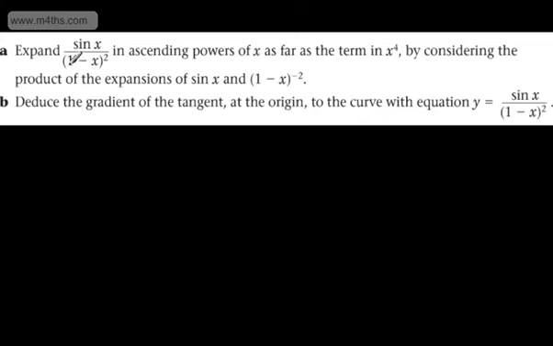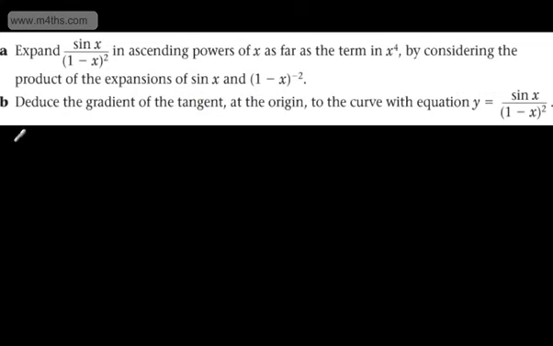In this question, we're asked to expand sin x over (1 minus x) all squared in ascending powers of x as far as and including x to the fourth, by considering the product of the expansions of sin x and (1 minus x) to the minus 2. Then we need to deduce the gradient of the tangent at the origin to the curve with the equation y is equal to sin x over (1 minus x) squared.